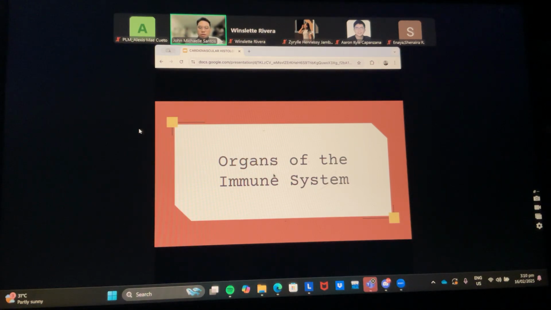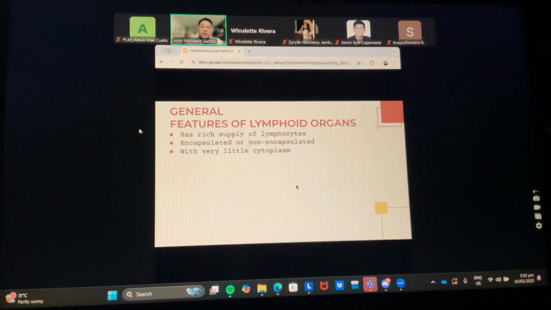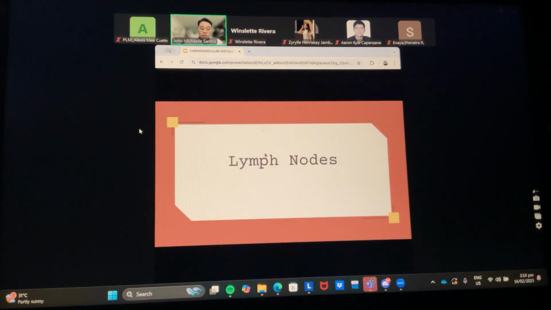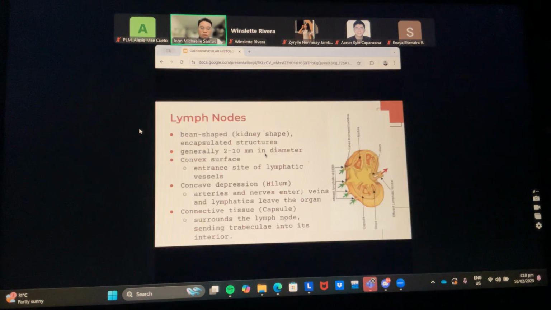So, now let's go to your organs of the immune system. So the general features of your immune system is that they have a rich supply of your lymphocytes. They can either be encapsulated or non-encapsulated, and they have a very little cytoplasm. So let's go to your first organ. You have your lymph nodes. Your lymph nodes, they are kidney bean.